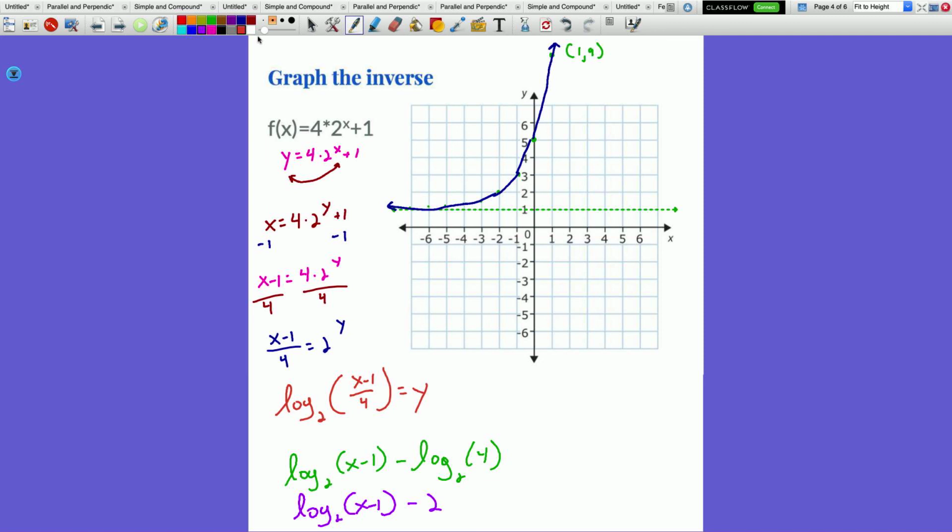And now let's write it with function notation. So f to the negative 1 of x equals log base 2 of x minus 1 minus 2. Now to graph the inverse, we can just invert every single point here. Every x comma y becomes a y comma x. So 0 comma 5 becomes 5 comma 0. 1 comma 9 becomes 9 comma 1. We'll say it's kind of down over here. 9 comma 1. Negative 1 comma 3 becomes 3 comma negative 1. Negative 2 comma 2 becomes 2 comma negative 2. Negative 3 comma 1.5 becomes 1.5 comma negative 3.